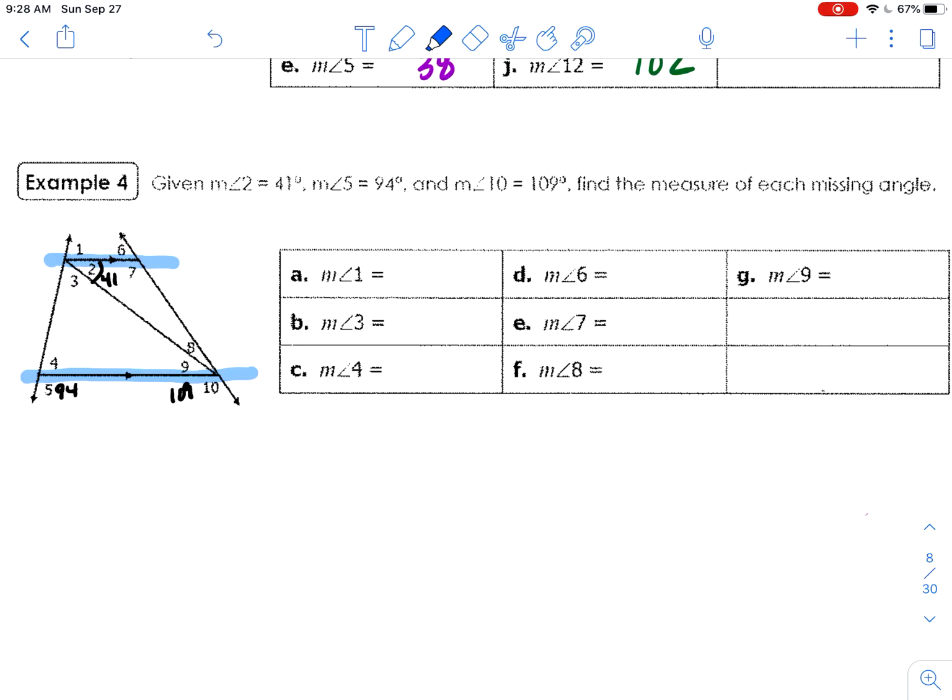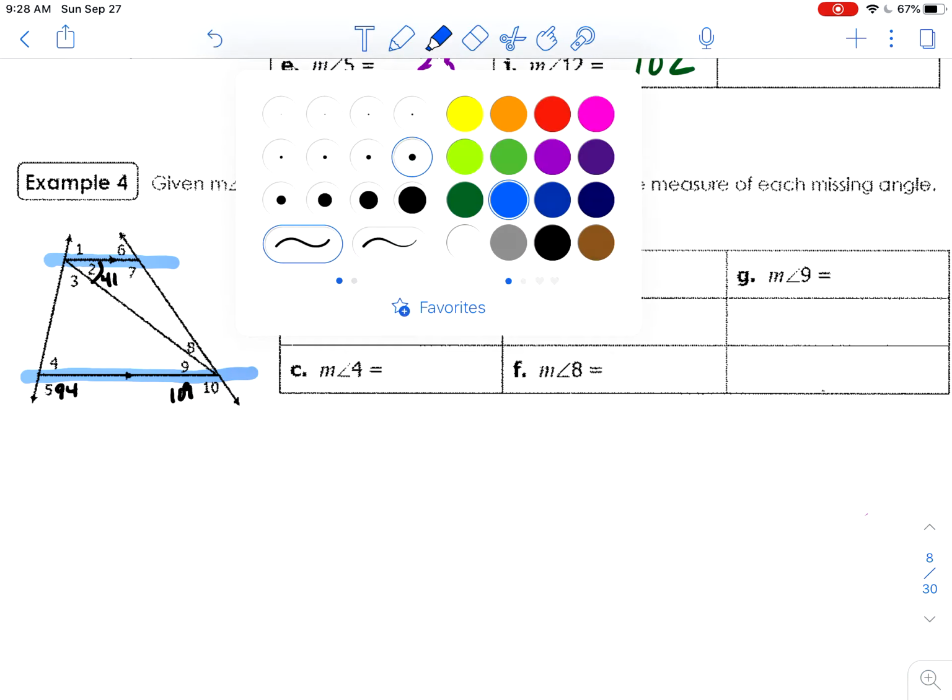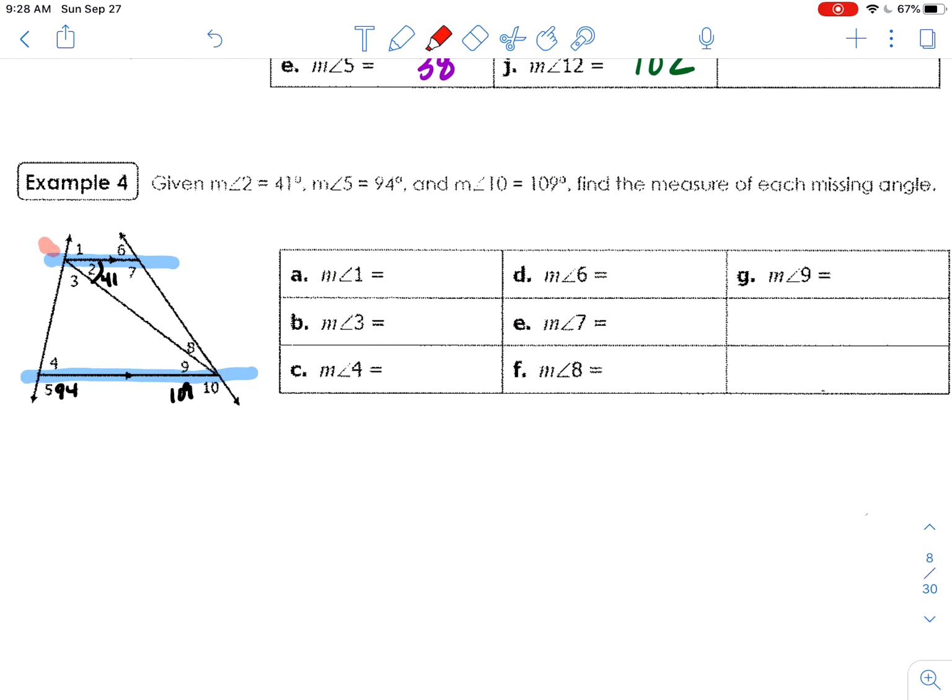Our transversal, we've actually got, well, 3 transversals if we were to extend those lines. But let's use this guy as our transversal. And let's see if we can mark any others. If angle 2 is 41, that is going to be on the alternate side of angle 9 on the interior. So these are alternate interior angles. And so that one's going to be 41 as well.